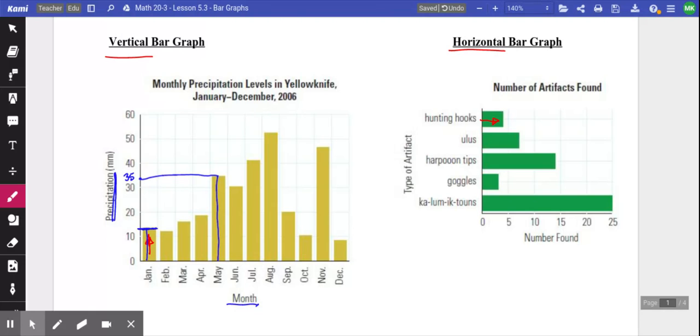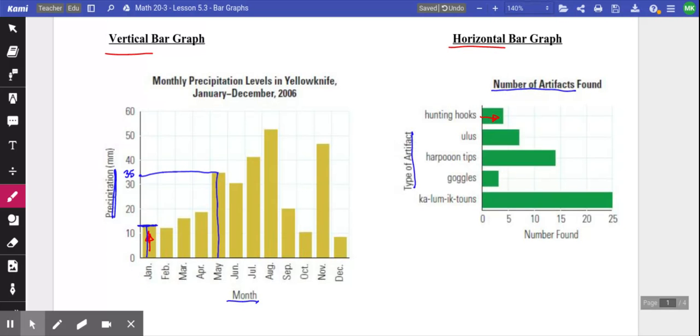On the horizontal bar graph, it's doing the exact same thing. It's just tilted over. So this is going to tell me the number of artifacts found and then the type of artifact. So the number of goggles somebody found was out to here, which would be about, let's say, 3. The number of harpoon tips somebody found was about, let's say, 13. Same idea. One's just tilted.